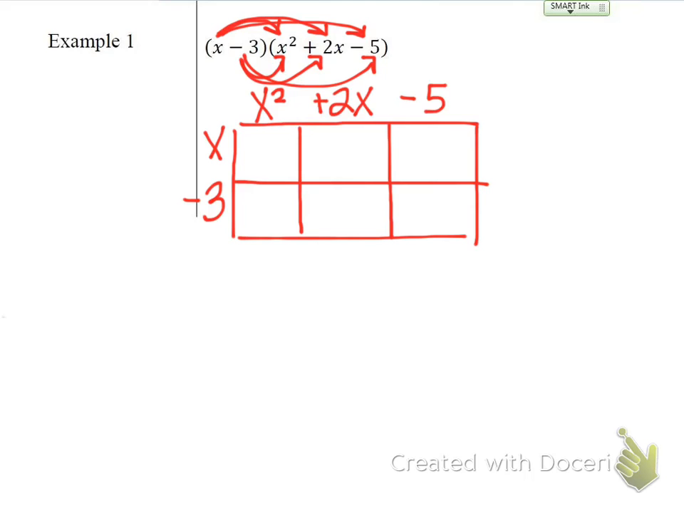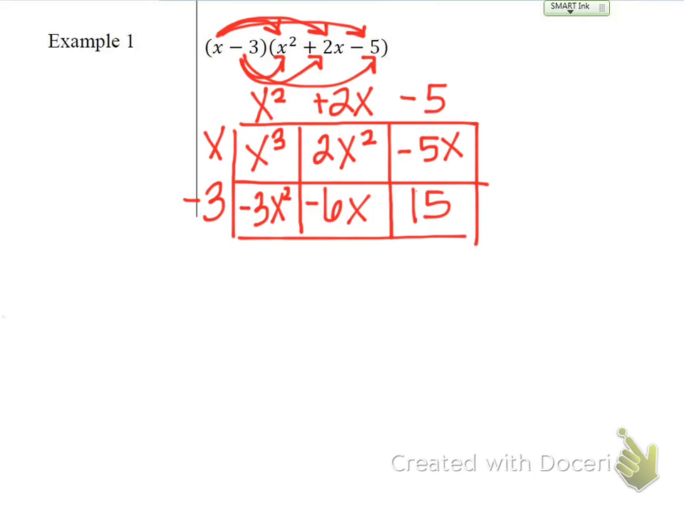So let's start with the first box. X times x squared gives me x to the third. X times 2x gives me 2x squared. And x times negative 5 gives me negative 5x. And then we do the same thing with the negative 3. So basically it's exactly the same; it just gives you a different way of organizing it. So that's going to be negative 3x squared. Negative 3 times 2x is negative 6x. And then negative 3 times negative 5 is positive 15.